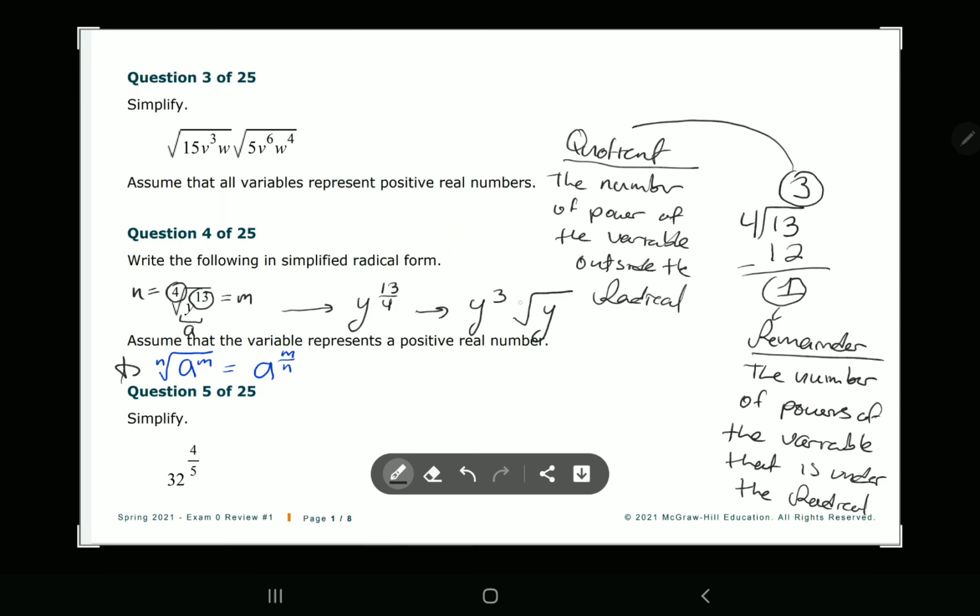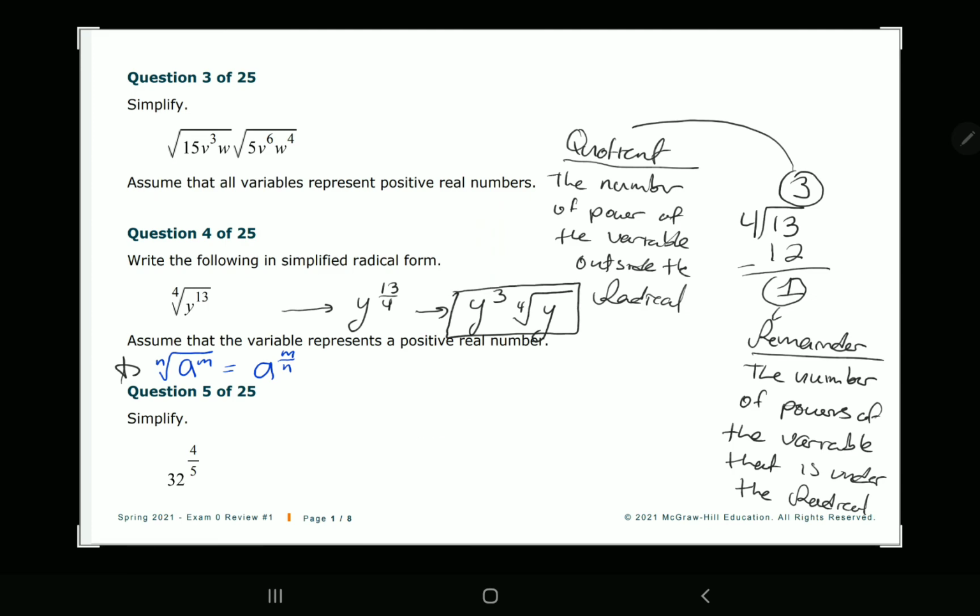And please do not forget the root. This is a 4th root. The original root here was 4. Therefore, it must stay the same when I write my new radical. And that is the answer to number 4.